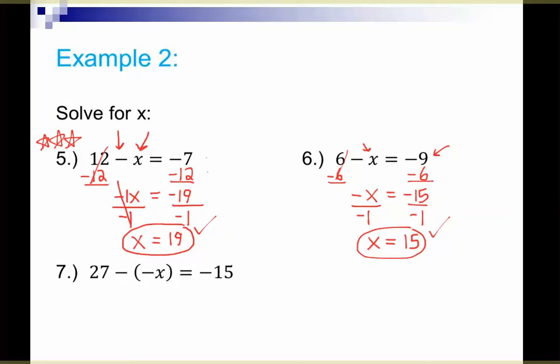All right, let's go over here to number 7, our final problem. This one needs to be simplified first. So this minus a negative construction right here, we can simplify to plus. Let's rewrite this as 27 plus x equals negative 15. Now what would we do? Well, we're trying to get the x by itself. We've got to get rid of the 27. It's a positive 27, so let's subtract 27.